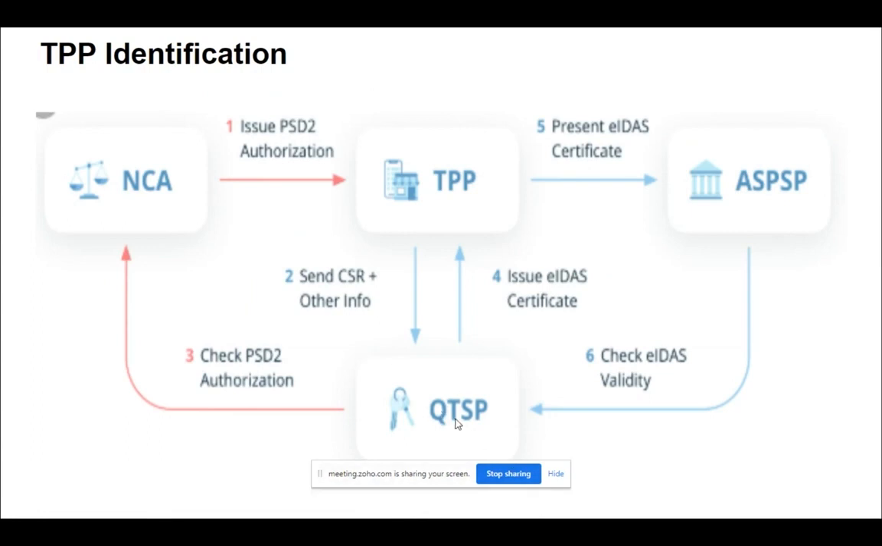So there is some concept of dynamic client registration. Basically, you might be aware of OAuth. For doing OAuth, you require a client ID and a client secret. So first the TPP gets dynamically registered with the ASPSP.